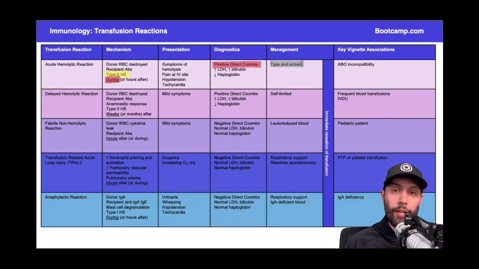We're trying to see if there's antibodies on the surface of the red blood cell that are marking them for destruction. And the key cause of this, the key association, is going to be ABO incompatibility of the blood antigens, of the major antigens.